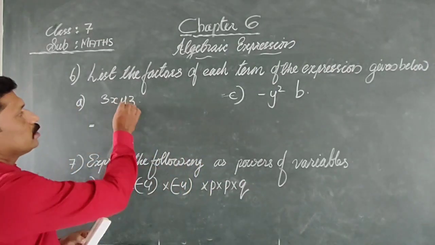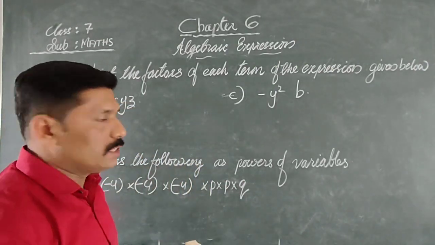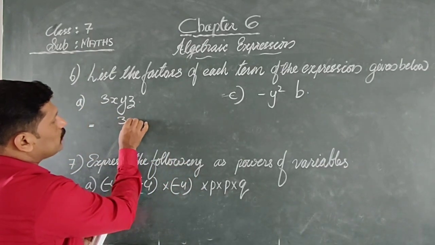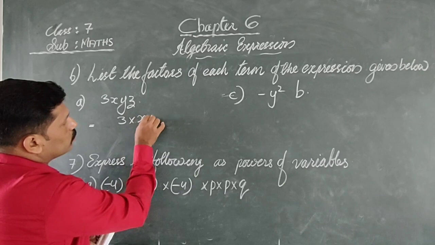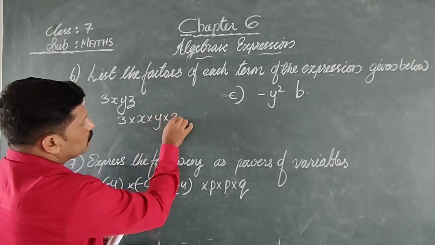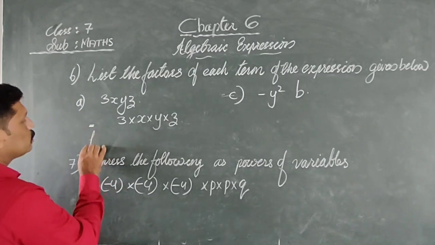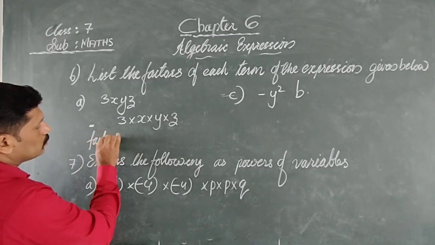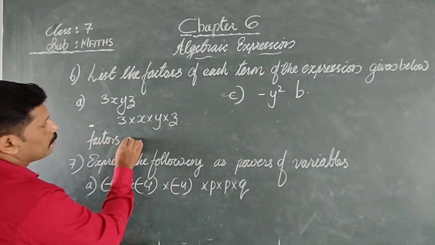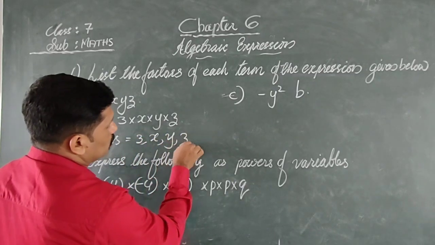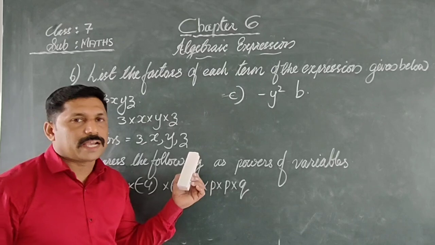First expression is 3xyz. So how to factorize that? These factors are 3 into x into y into z. These are the factors. So we can write factors are 3, x, y, z. These are the factors of this expression.